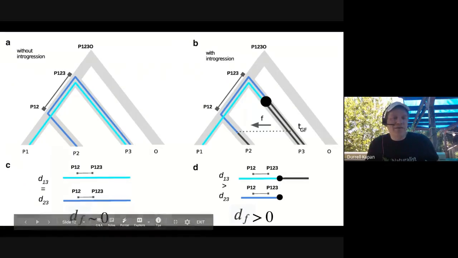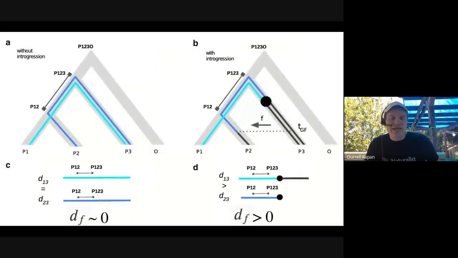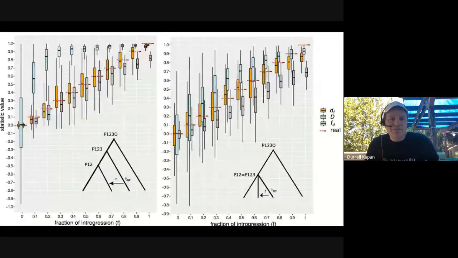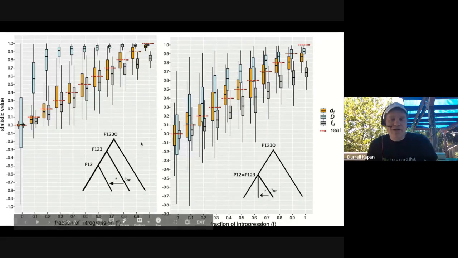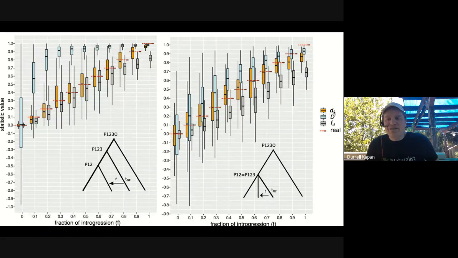What does this look like in the real world? First we tested this with simulated data. Here we're basically showing the same kind of coalescent process. The time for gene flow is TGF, and the direction of gene flow is shown. We're going to be comparing the DF statistic in orange, Patterson's D in blue, and another statistic in the paper we don't have time to go into, FD, which was an effort to fix this problem that came out in 2015. The actual prediction, the real fraction of introgression, the correct answer, would be these red lines.